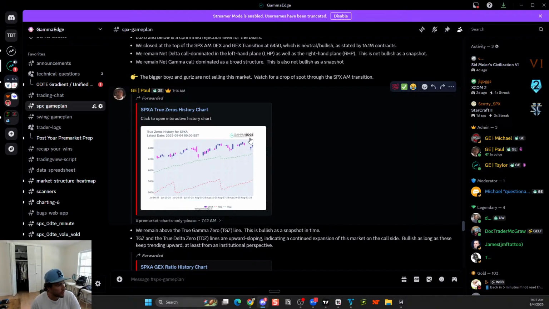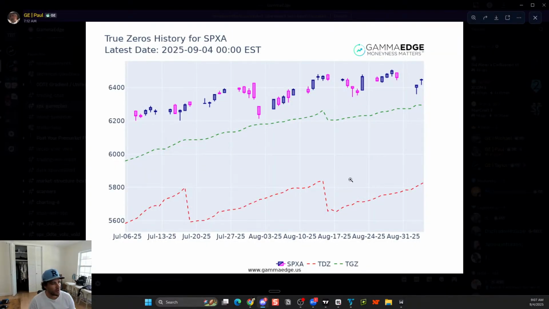Looking at true zeros, these are trending higher. That is good to see, right? True zero is just a representation of delta and gamma, that's what these lines represent. Price invariant.